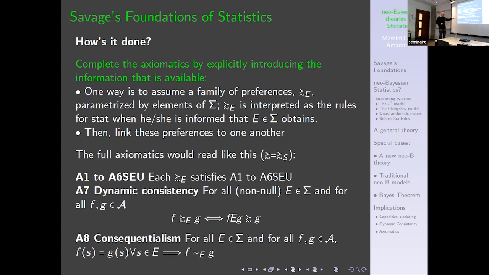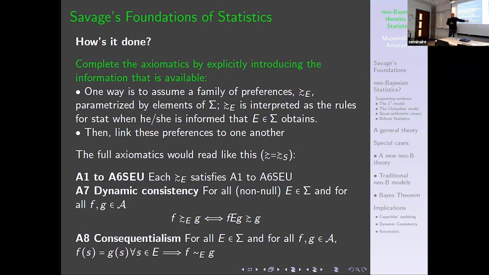So since now you have a certain familiarity with the system of axioms that I mentioned before, one way to achieve this axiomatics, these Bayesian statistics, is to impose the first 6 axioms of expected utility on each class of conditional preferences. Then there is one axiom that links these preferences together.